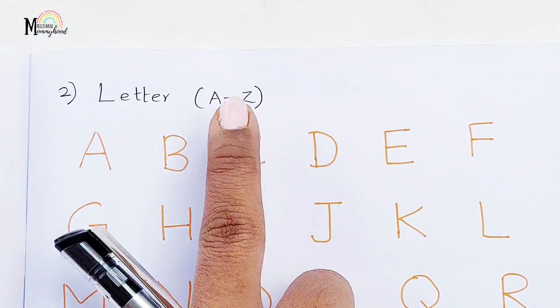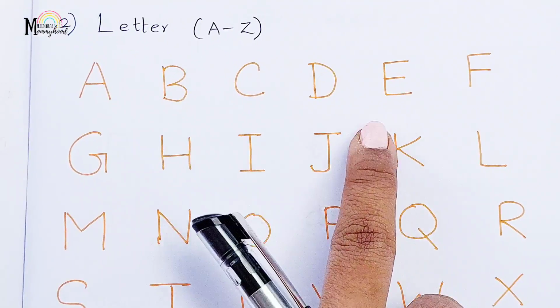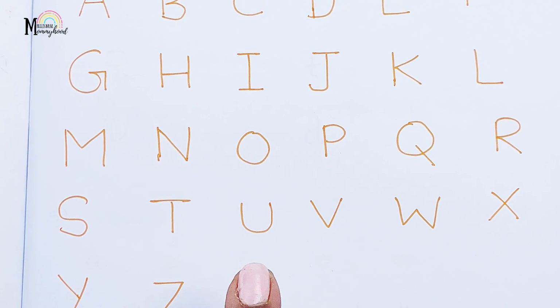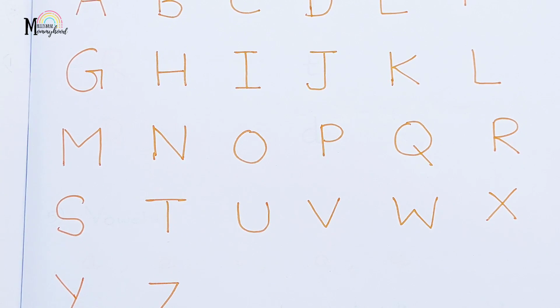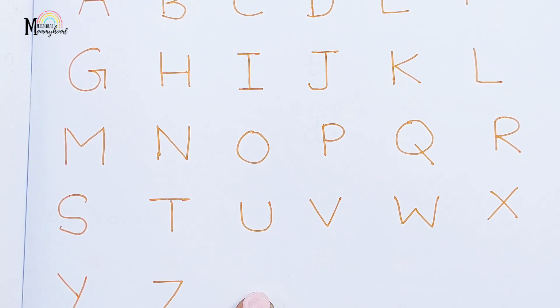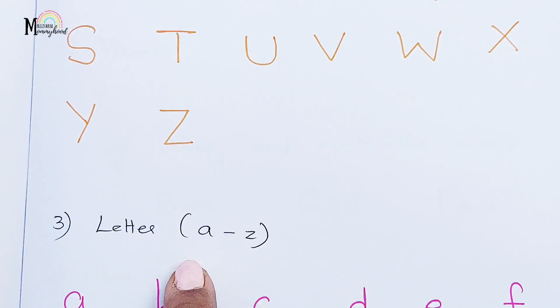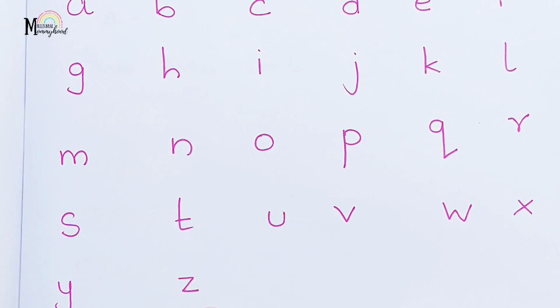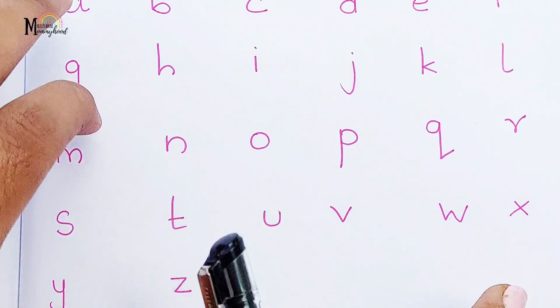The second one is letters A to Z, wherein they'll be taught the capital letters A to Z. In some schools they follow the other way, where they teach the lowercase, the smaller letters, and then go to the capital letters. But in the majority of Indian preschools, they usually go with capital to lower. And then you have the small a to z in the lower case.